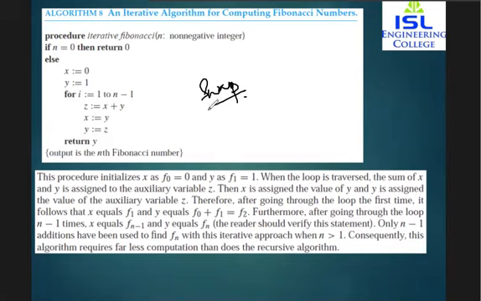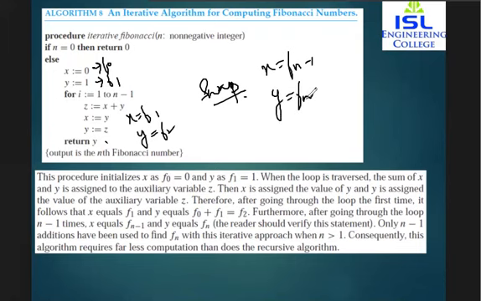So over here, after going through the loop the first time, it follows that x equals f1 and y equals f2. In the first loop, x is equal to 0, it was f0 and f1. After going through the loop, x will become f1 and y will become f2. Furthermore, after going through the loop n minus 1 times, x will become equivalent to f of n minus 1 and y will be equivalent to f of n.